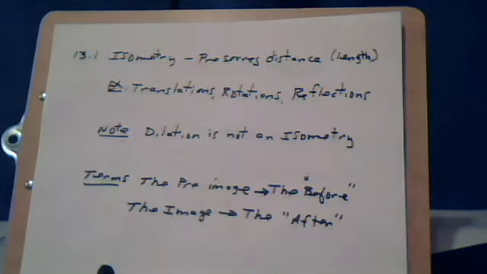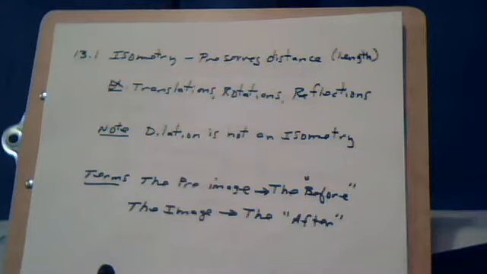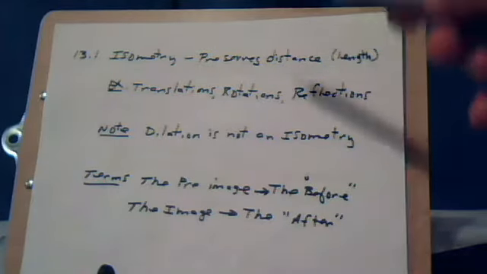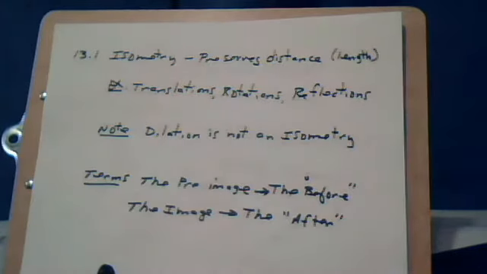Isometry. An isometry preserves distance. Isometry has to do with transformations, something that you do to a figure, but it preserves distance when it does it. Three isometries are translations, rotations, and reflections. When you're done with the translation, the rotation, or the reflection, the size of the original figure stays the same. It might be in a different place, but the size stays the same.